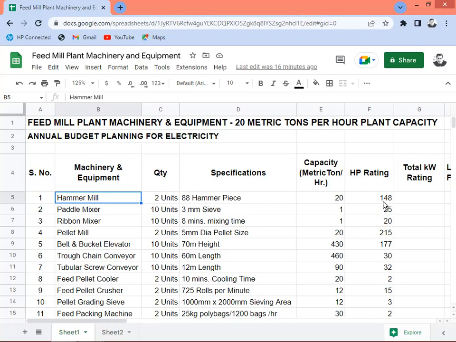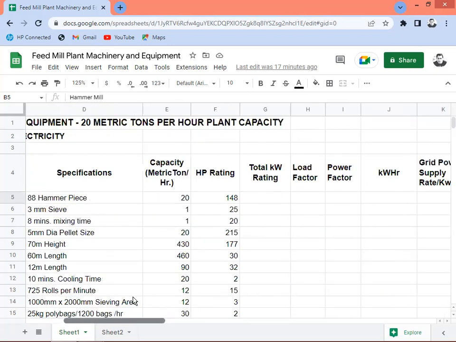So you have, for example, the hammer mill at 148 horsepower, paddle mixer 25 horsepower, ribbon mixer 20 horsepower. Sometimes the manufacturer of the electric motor indicates the kilowatt rating right away, but most motors indicate the horsepower rating. So no problem.